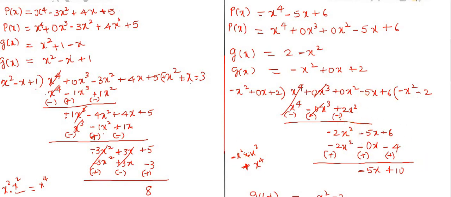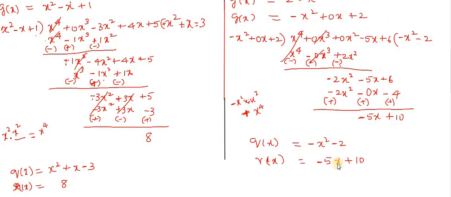So we got the remainder as minus 5x plus 10 and the quotient q of x as minus x square minus 2. I hope you understood, and also you got the same. I hope that all of you got the same answer. Yes, we'll see some more problems.